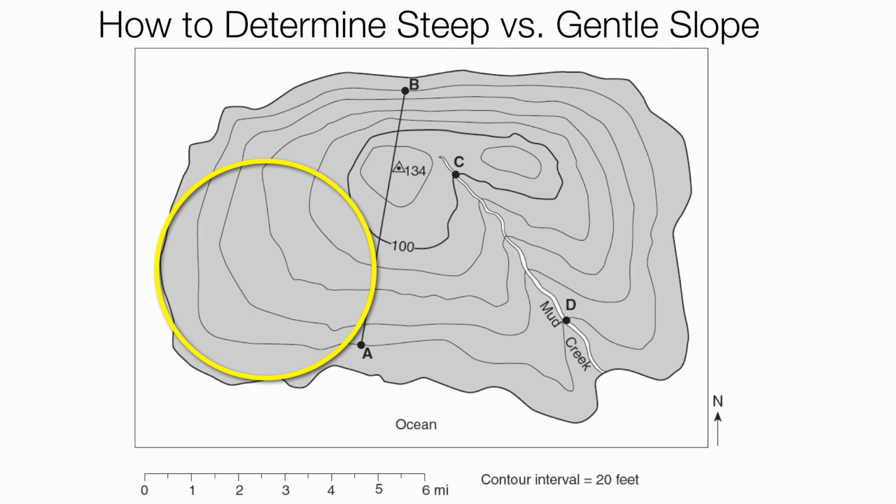One other feature on this map I just want to point out to you is the value 134 with that little triangle with the dot. That's what we call a benchmark. Benchmarks just give you exact elevations on your landscapes. So in this case, you see it's 134 feet. That's an exact elevation at that specific point. That's what we call a benchmark.